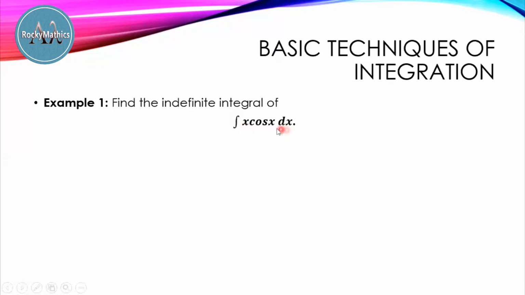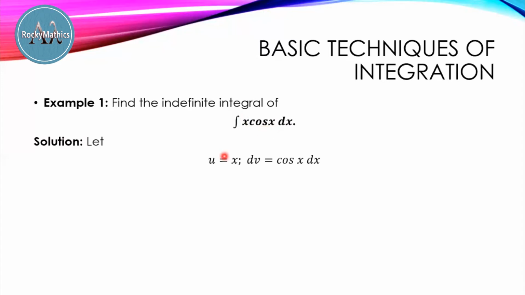As you can see, we have a product of two functions, the x and the cosine x. Now this is one clue, because x and cosine x are not related to each other: x is an algebraic function while cosine x is a trigonometric function. So we need to choose our u.